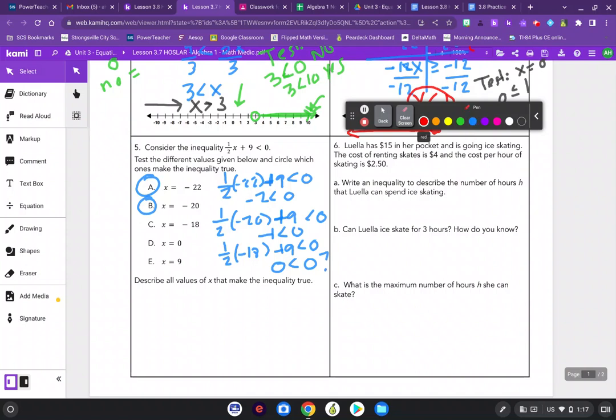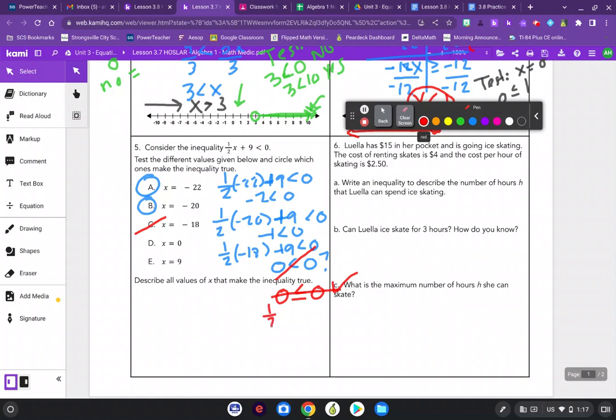And the answer is no. 0 is not less than 0. 0 is equal to 0. If this said 0 is less than or equal to 0, then it would be true. But it doesn't say that. It says 0 is just less than 0, and that's false, which means anything beyond this is going to test so that it's false, right?